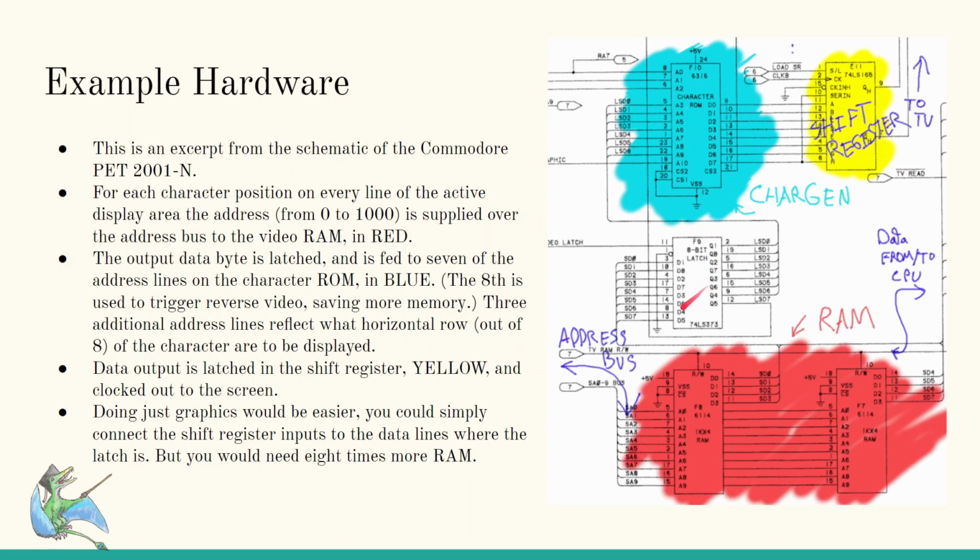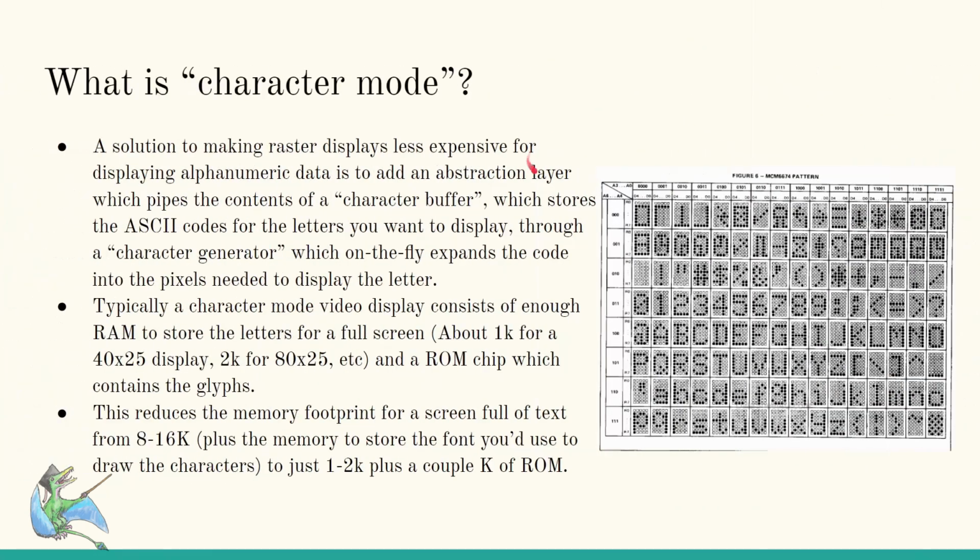The data byte that's latched in here is then output through that character ROM we talked about. In this case, 7 lines of the output data act as 7 address lines on the character ROM. The 8th address line is actually used to invert it, so you effectively get 256 characters out of only 128 characters worth of ROM. Now there are also 3 additional address lines, which, if we look back here, are the row addresses.